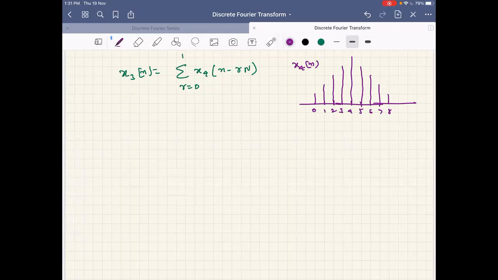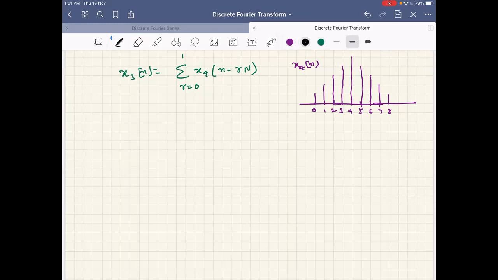Okay, now what we should get is x3 of n through circular convolution. What we are saying is it's a time-aliased version of this. So let us sketch this. First, let us sketch x4 of n, which is here. We already sketched it, so let us make use of it. Now let us sketch the other version of it.